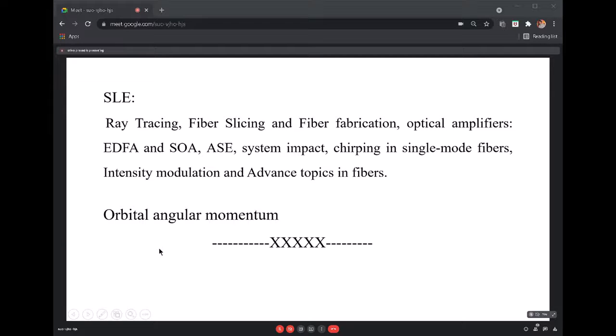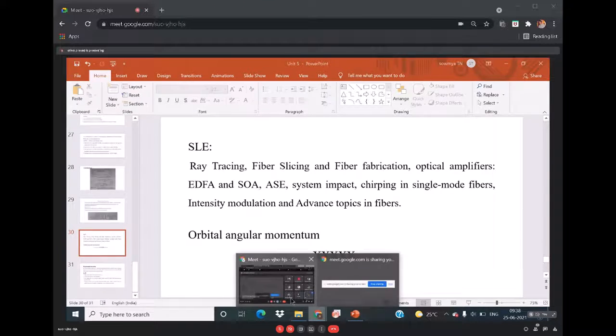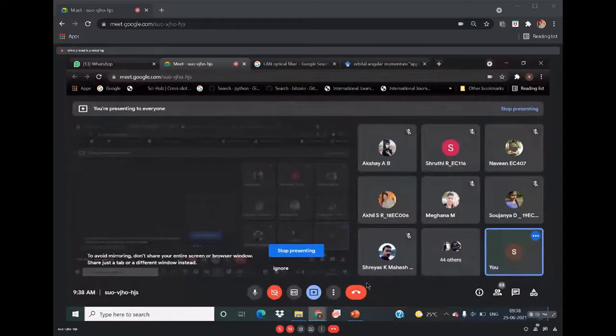For advanced topics in fibers, there are many topics. Simply, I have taken orbital angular momentum as a topic. I will be sharing a paper on this orbital angular momentum, and based upon that I'll be asking questions, that is the 5th question as well as the 14th and 15th questions. Is that fine?